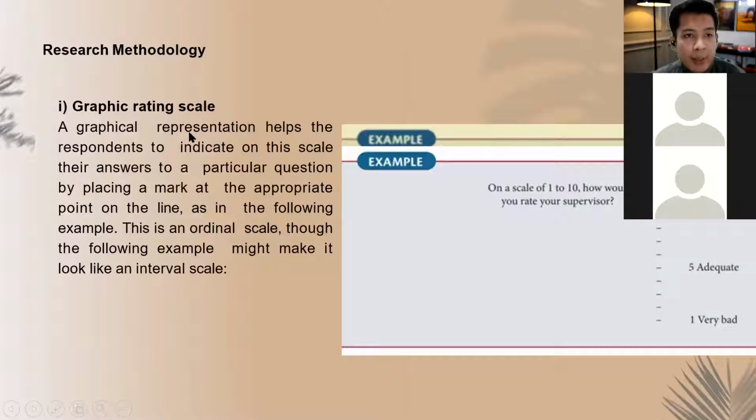And last is the graphic rating scale. The graphic rating scale helps the respondent to indicate on the scale their answer to a particular question by placing a mark at the appropriate point on the line, as in the following example. This is an ordinal scale, though the example might make it look like an interval scale. So this is the example. We can see that on a scale of 1 to 10, how would you rate your supervisor? So 1 is very bad, 5 is the middle or adequate, and 10 is excellent.